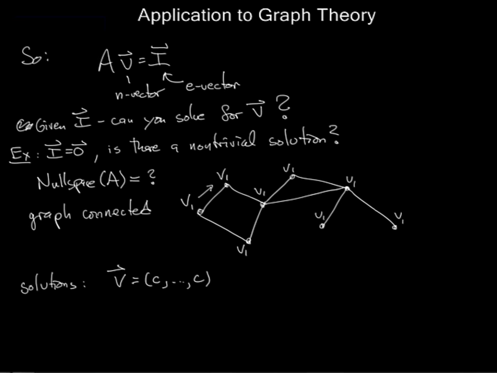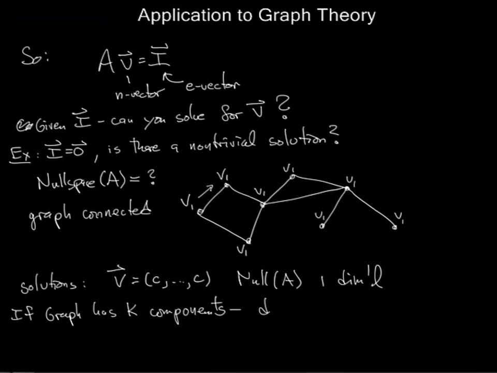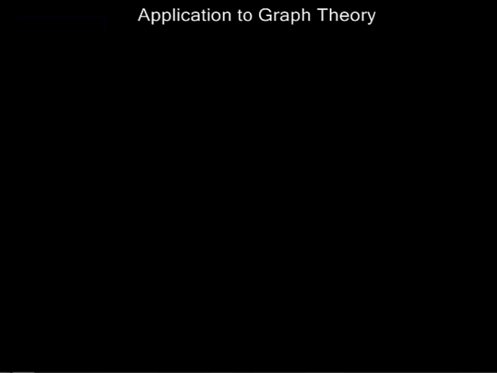And it's spanned by all of the vectors where all of the coordinates are the same. That is to say, the null space of this matrix is one-dimensional. And that's if the graph is connected. If it had two different connected pieces, it would be two-dimensional. If it has k components, the dimension of the null space is k. That's kind of interesting right there, the fact that the number of components is noticed by the dimension of the null space of this matrix.